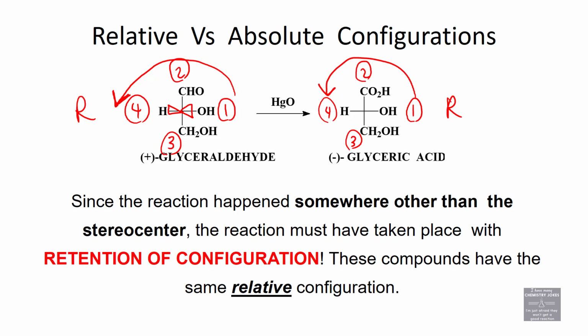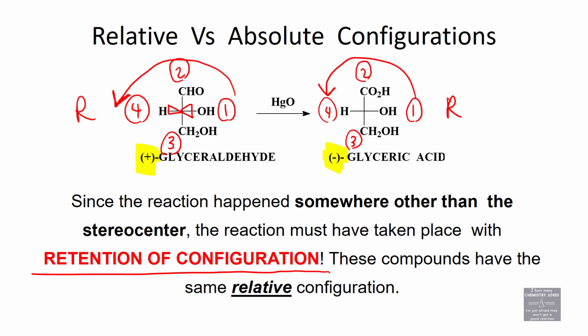So why do I point this out on the slide that says this happened with retention of configuration? Well, you would probably think, of course it did. R and R, retention of configuration. No, it means the relative positioning of the groups around the asymmetric carbon stayed the same. But I want to point out one other thing here. This little plus and this little minus.